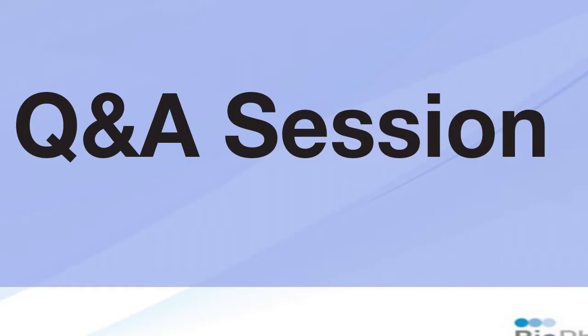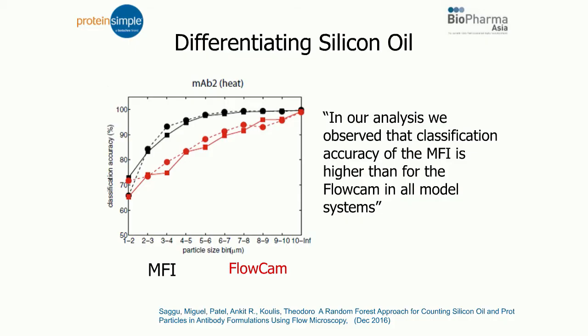And in this publication by Genentech, this actually came out late last year, they studied the ability of the two systems to differentiate silicon oil. And they actually observed that for MFI, because of this data quality difference, it offered far greater and far more robust differentiation at all the size ranges and in all of the model systems that they used for the data.